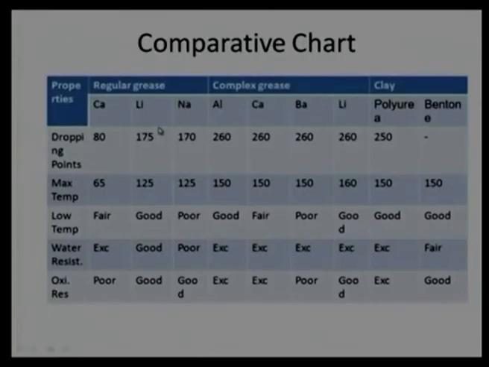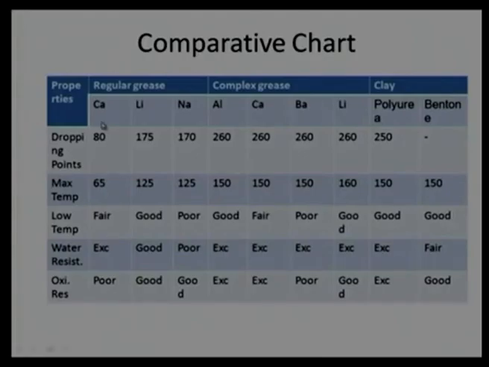So, this chart shows the comparisons. We say the dropping points. First, the dropping point is the maximum temperature at which a grease can be utilized. After that, the bleeding will be very high. Almost all the oil will be removed from the surface or from within the structure of the grease.